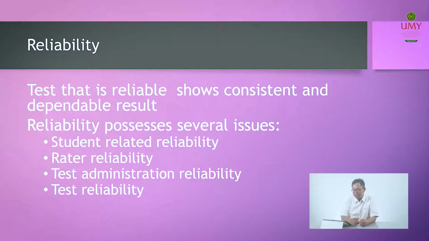The first problem is commonly related to student-related reliability. If your student takes a test, sometimes the student is not prepared. Of course, your student will be nervous, will be anxious, will suffer from anxiety. If so, your student will be distracted, and usually if distracted like that, the test will not be reliable.